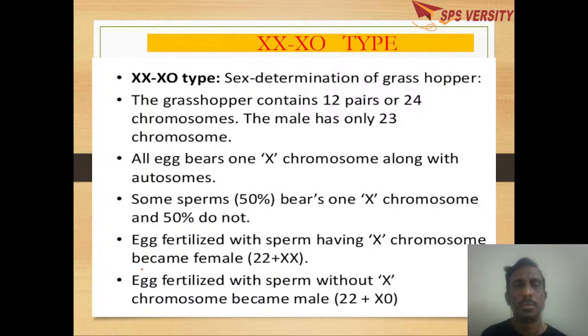So first let us look into the XX and X0 type. Here it is X0, which means there is no second chromosome, only one X chromosome is there. It is seen in grasshopper. So when you come to grasshopper, it has 24 chromosomes.